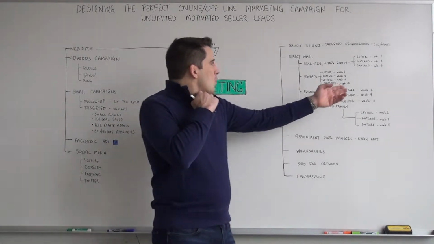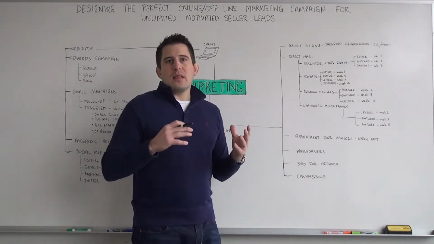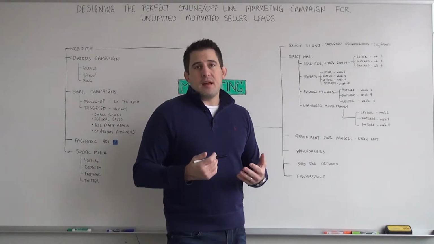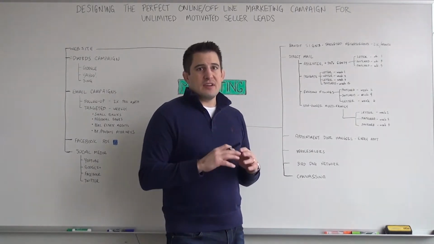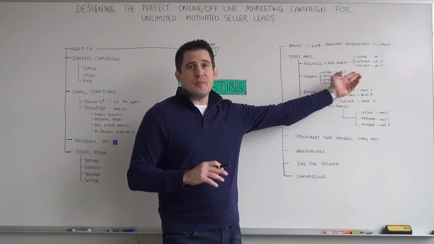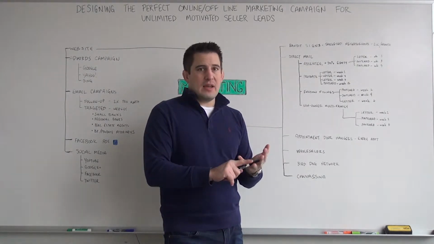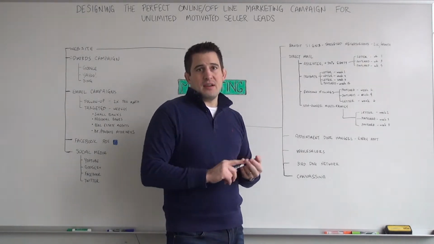Right? With this campaign, I start out with one letter that's kind of an introduction and an overview of what I do. I follow that up with a postcard, and then I finish the campaign with a postcard. And these are spaced at 2-week intervals. So week 1, they get the letter. Week 3, they get a postcard. And week 5, they get another postcard.